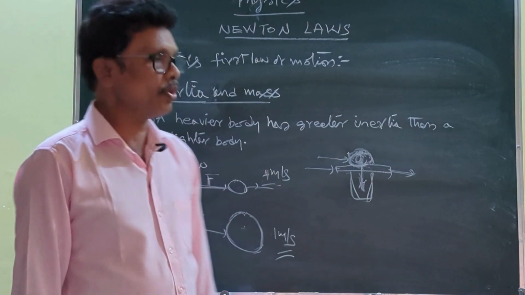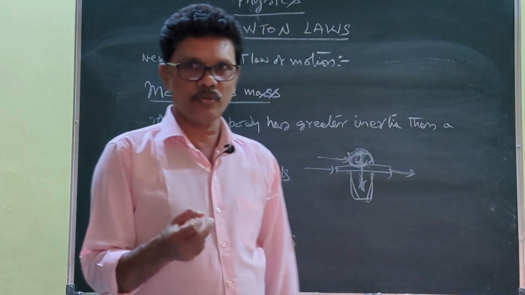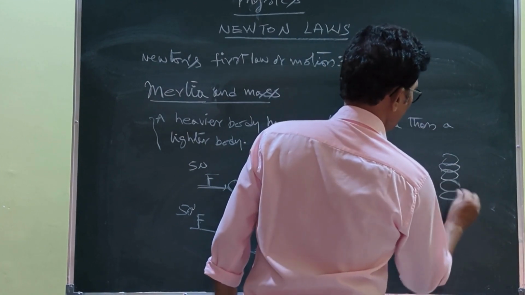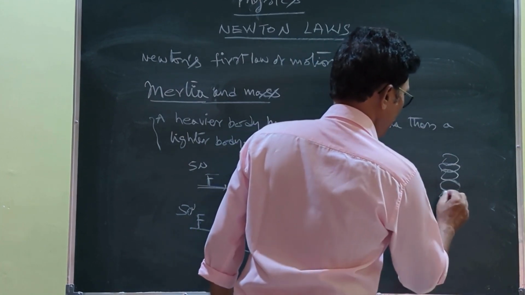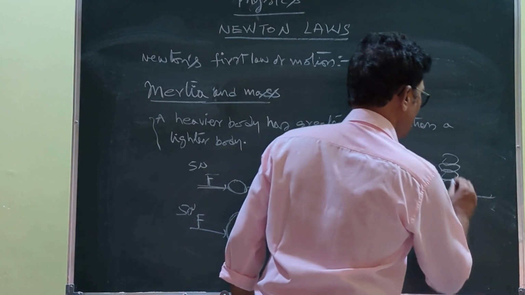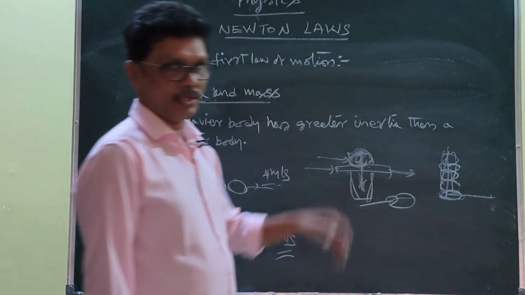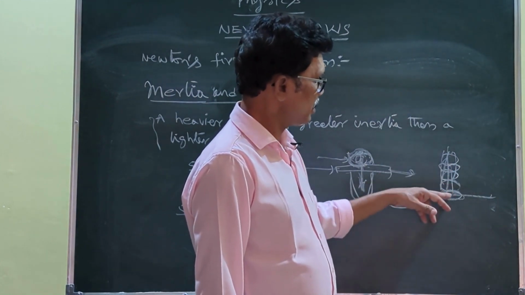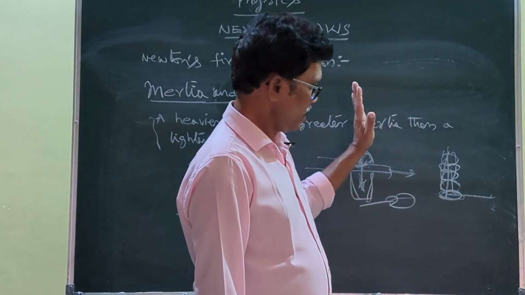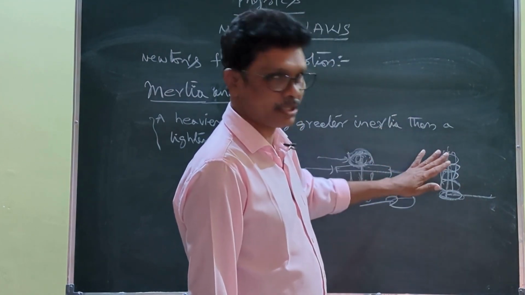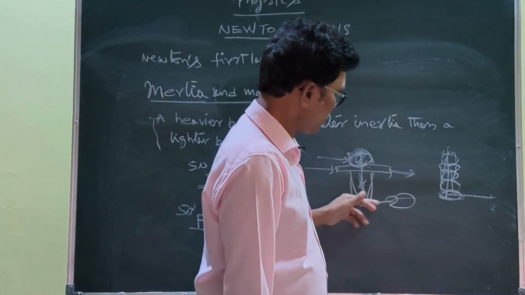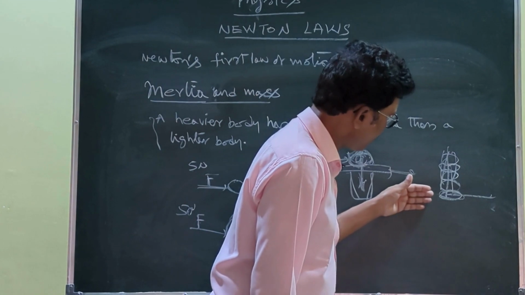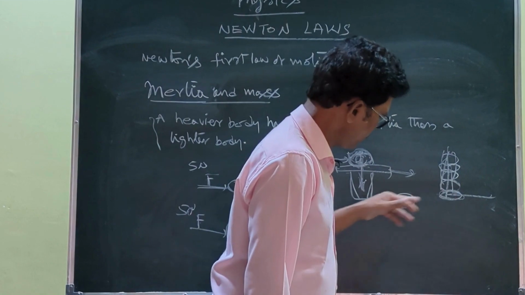One more example: you can take a carom board. The coins are arranged in a vertical stack, and you strike with the striker. You apply the force on the bottom coin. Let us assume there is no friction there. The striker hits the bottom coin, and the coin goes in this direction.